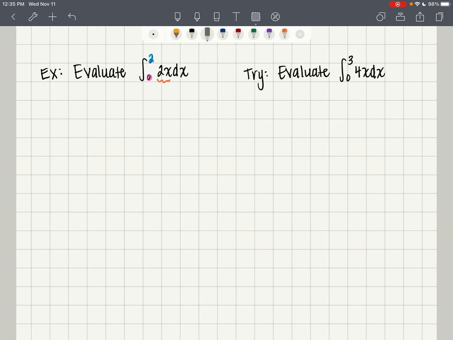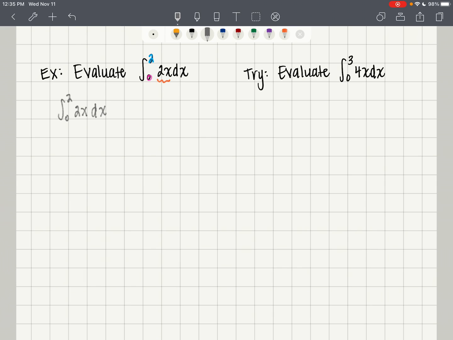Okay, you might remember these were the two problems that we did initially with the area of the triangle. I'm going to show you how to do this problem using the actual definite integral definition. So we've got the definite integral from 0 to 2 of 2x dx. My first step is to find the antiderivative of 2x, dropping off the constant of integration c.